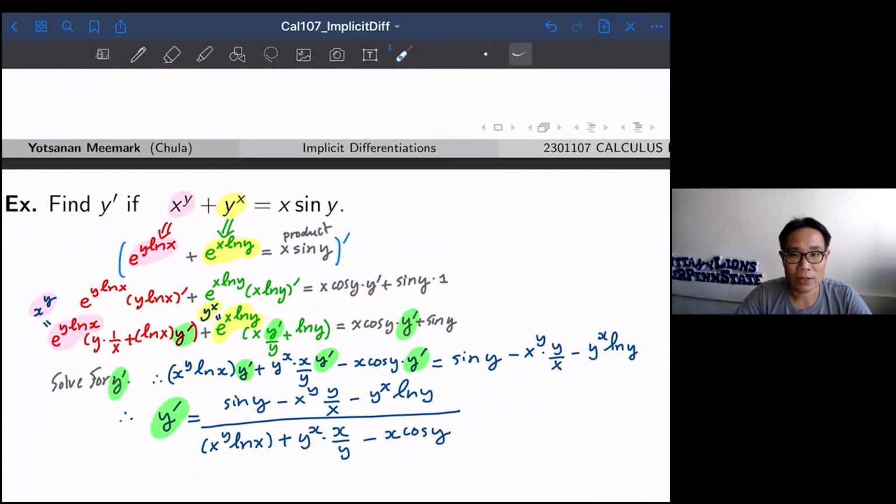Okay, so I think that should be it for this one, and the next one will turn out to be application of derivative now.